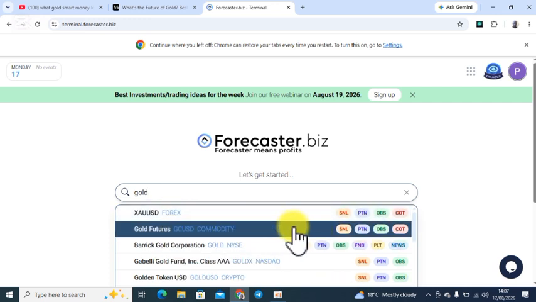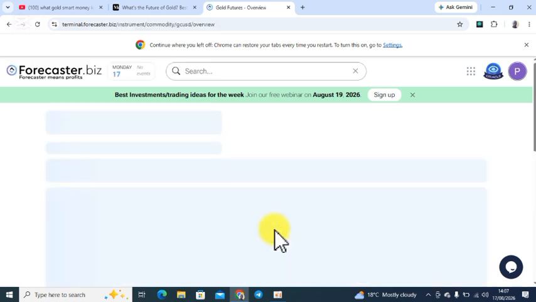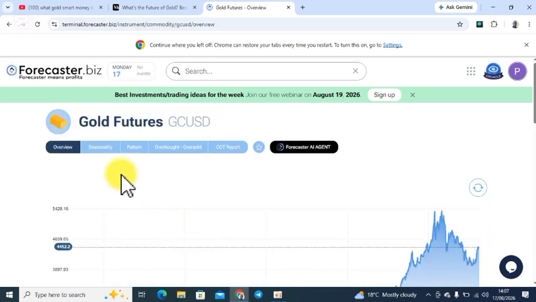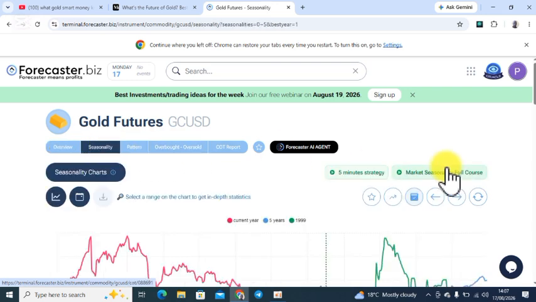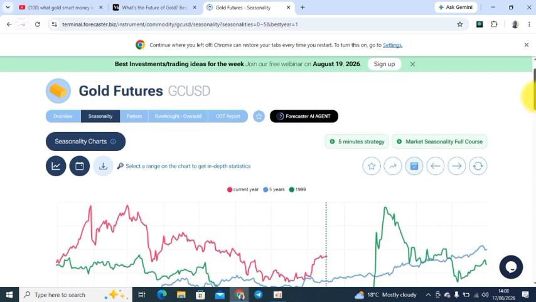So let me just come here, but the screeners I'm referring to are SNL, which stands for seasonality, PTN for pattern screener, then OBS, overbought and oversold screener, then the COT report. Let me just click here to open the gold screen, and you see within gold you will find the other 4 screeners once again. So if I click on seasonality, of course this is after 3 weeks, because this video is an update of what happened after the analysis I made.